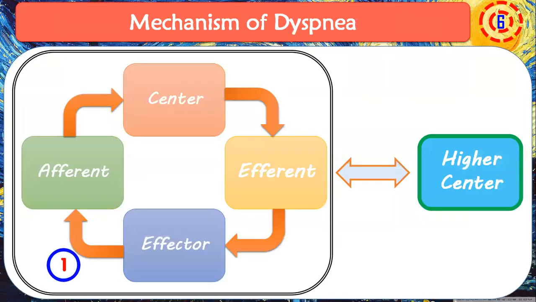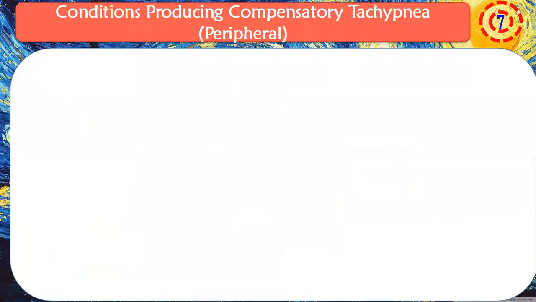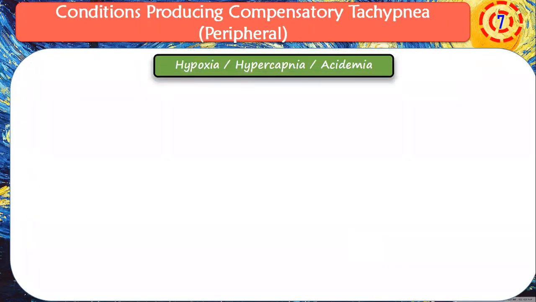Now the next mechanism of dyspnea would occur between the afferent and center. And that is what we know as peripheral conditions producing compensatory tachypnea. So the conditions here would be hypoxia, hypercapnia, or acidemia.